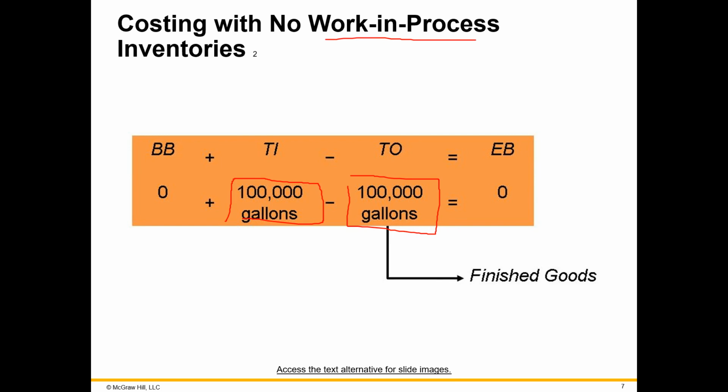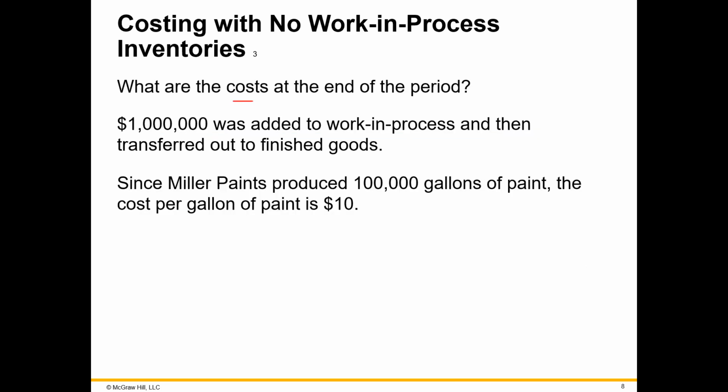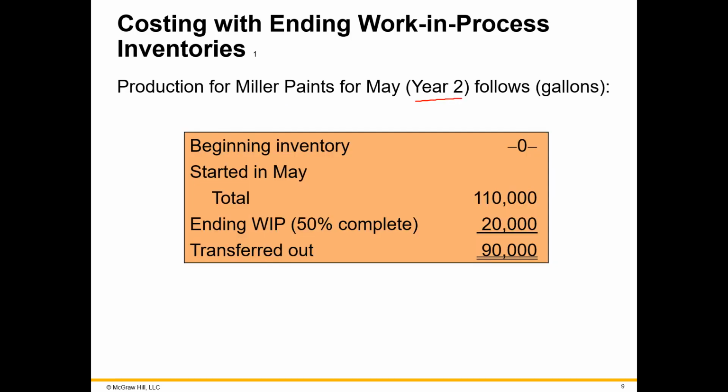And so what are the costs at the end of the period and how do we allocate it? We incurred $1 million of cost, as the fact pattern tells us, and we produced 100,000 gallons of paint, and those 100,000 gallons of paint were completely manufactured, 100%. So if you do 1 million divided by 100,000 gallons, you get $10 per gallon. Now for year 2, we have slightly different facts. We still have 0 beginning inventory, which is nice. It makes things a little bit easier.